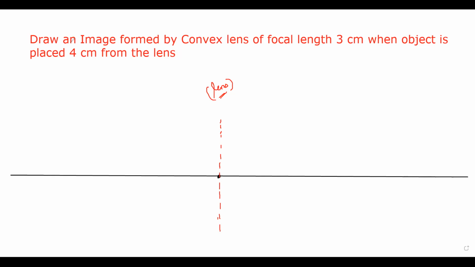Now, according to the question, we have to draw an image formed by a convex lens which has a focal length of 3 centimeter. So we measure 3 centimeter and mark F, and further 3 centimeter, or total 6 centimeter, mark 2F. Do the same thing on the other side: mark F at 3 centimeter, and further 3 centimeter, mark 2F. First do this. F should be 3 centimeter and 2F should be 6 centimeter. Everyone should complete till this point.